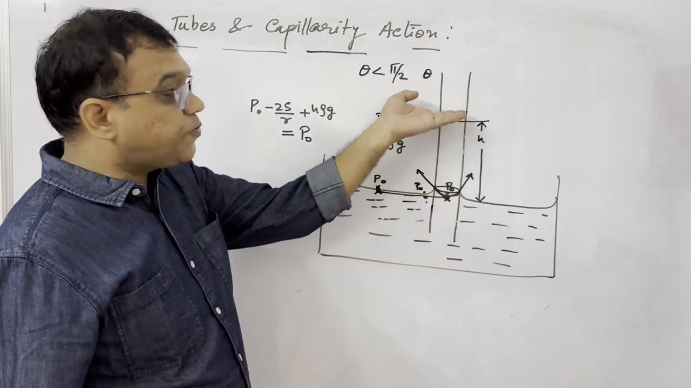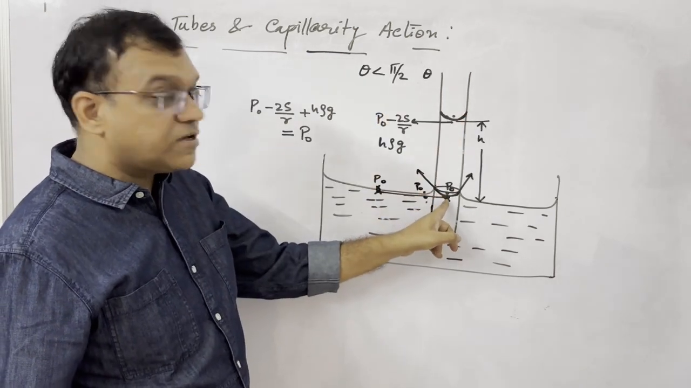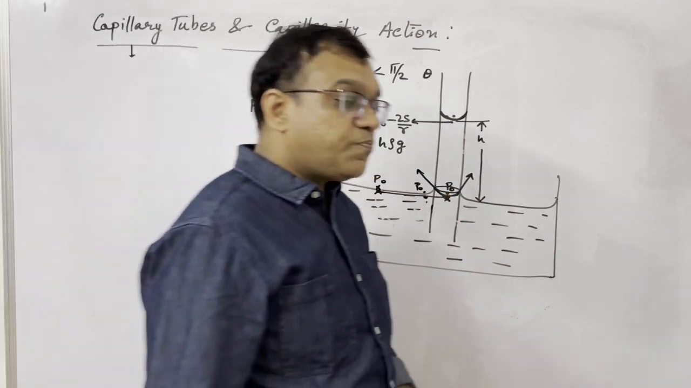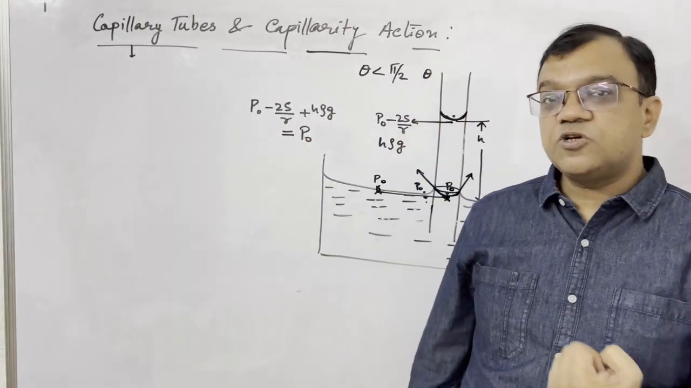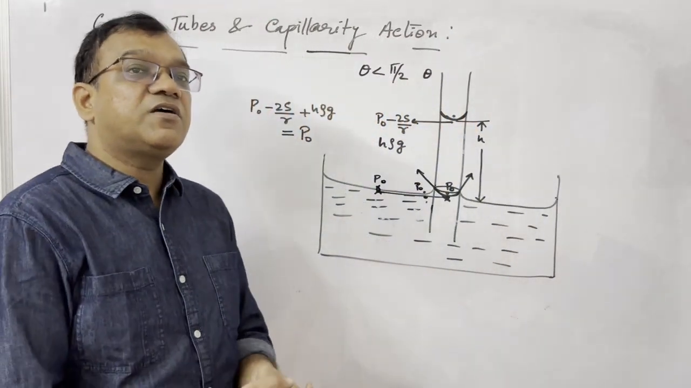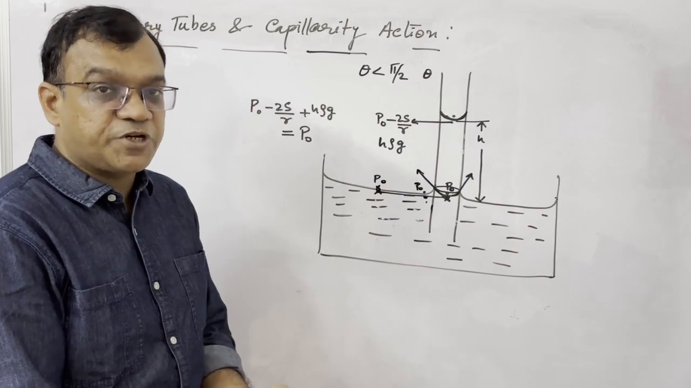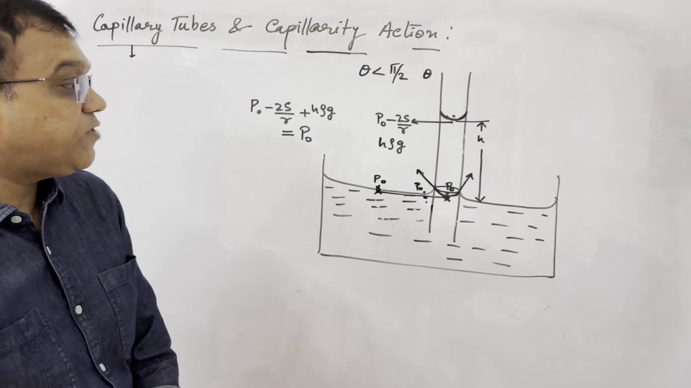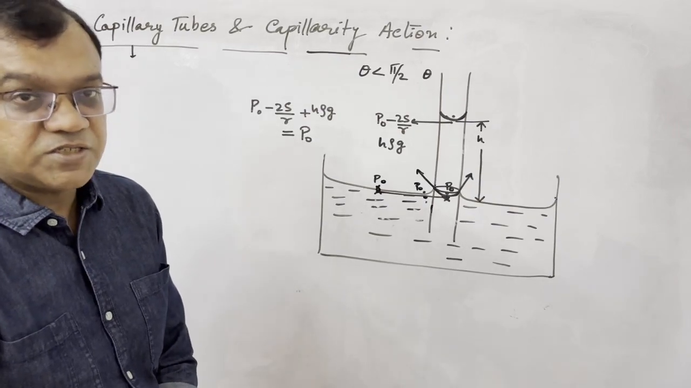If the liquid won't be rising, then here the pressure cannot be P naught. So the pressure difference is arising due to the curved surface of the meniscus. To equalize it with the hydrostatic pressure, the liquid has to rise. So this way we can explain why the liquid is rising.